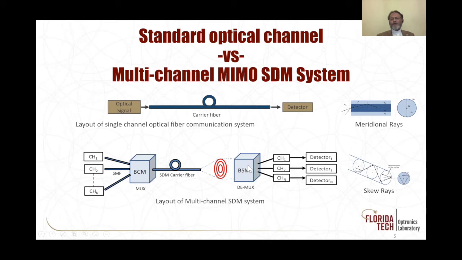So they go into a demultiplexer, or a beam separator module, or a demux that simply uses spatial filtering techniques to demultiplex them and route them to channel 1 and detector 1, channel 2 and detector 2, and channel n and detector n. The basic difference between these two is that the optical energy inside the fiber follows a helical path. That's the primary difference. Otherwise, there is a one-to-one correspondence between channel 1 source and channel 1 detector, channel 2 source and channel 2 detector, and channel n source and channel n detector.